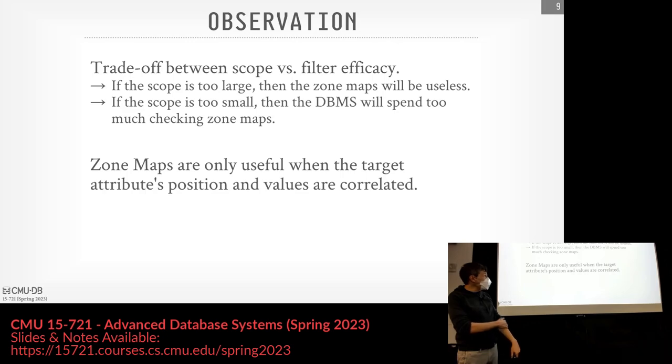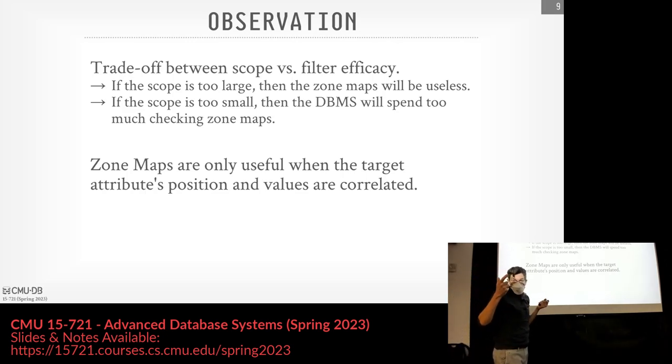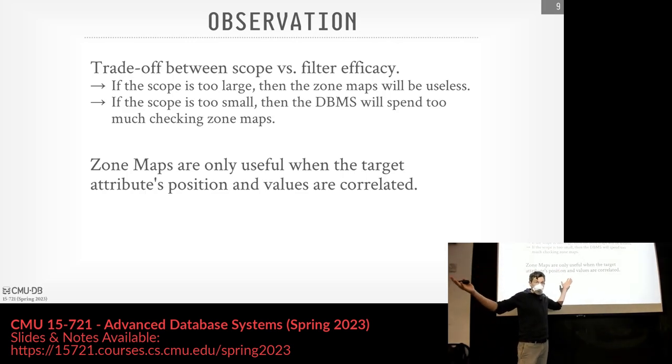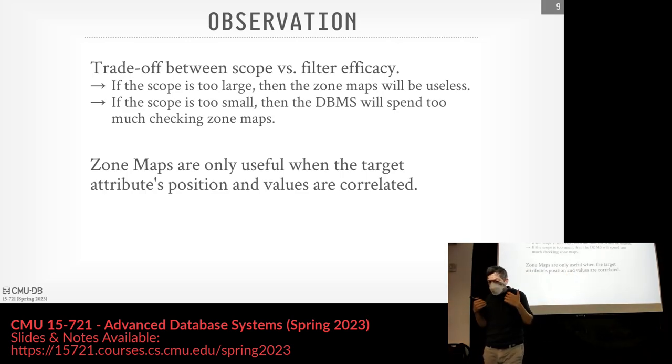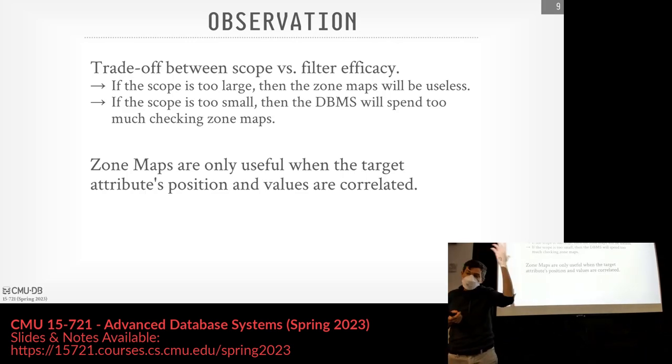As I said before, there's a trade-off between the scope of the zone map and its efficacy. I can have a zone map on an individual tuple. That's going to be useless. I can have a zone map on the entire table. Again, that's probably not going to help me either, although it could help: if the thing I'm looking for is not within the bounds of the zone map of the entire table, then yeah, I avoid reading the entire table. But in the likely case that it is in there, then the zone map is basically useless, and I spent time processing and reading it.